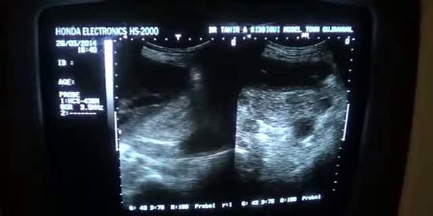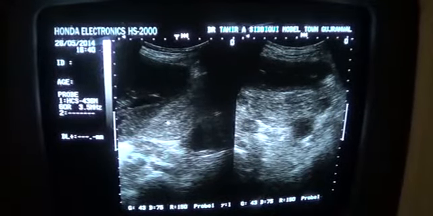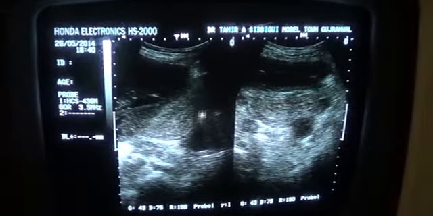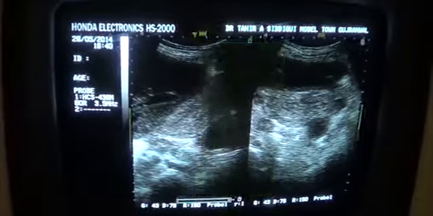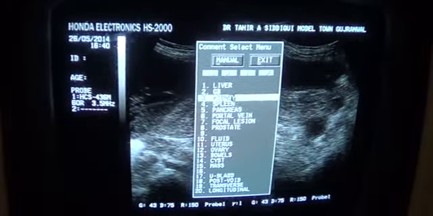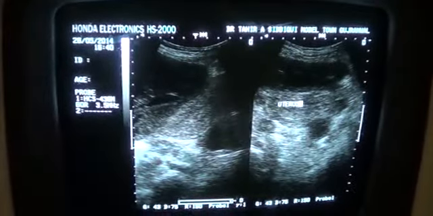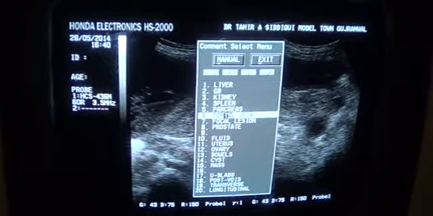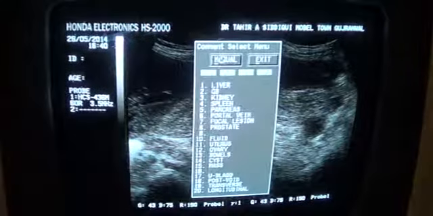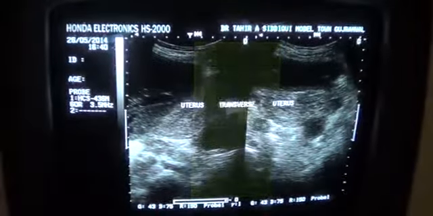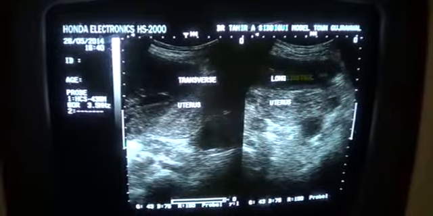Now this is the transverse section of the uterus, and still you can see that the endometrial canal is central and clear. This is the myometrium. This is the fluid that I will show you later on. So this is the uterus, and this is the transverse section. This is the longitudinal section, same patient.